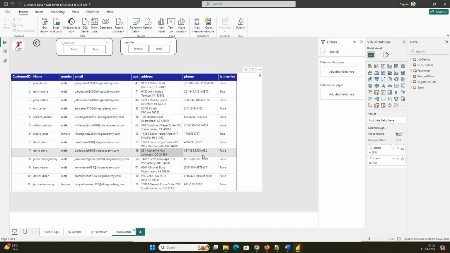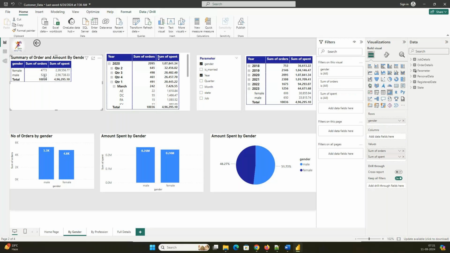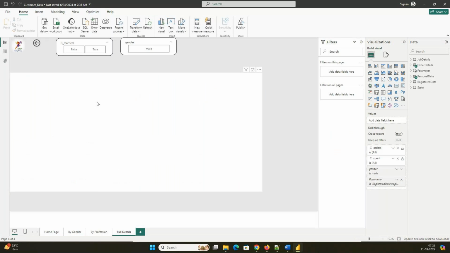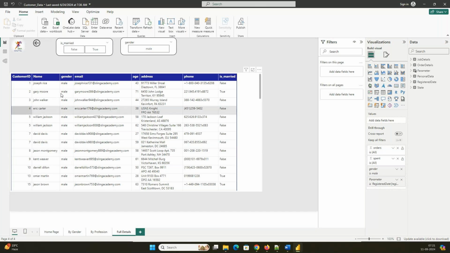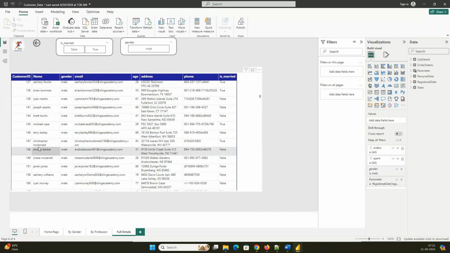But not many people would like to see all the details. They would like to see a summary. Suppose if I go back to my gender, I want to see only male population, 5,263 orders. I want to focus only on this particular detail, drill through full details. I want to go to full details from here. So it will take me to the full details page, and it will show me only male population data, because I've drilled through using the male population over there.